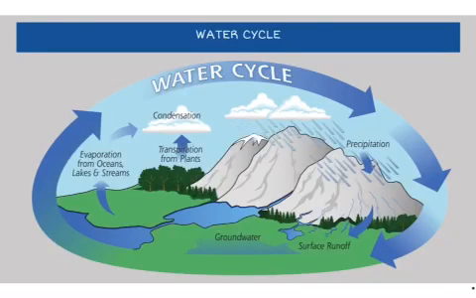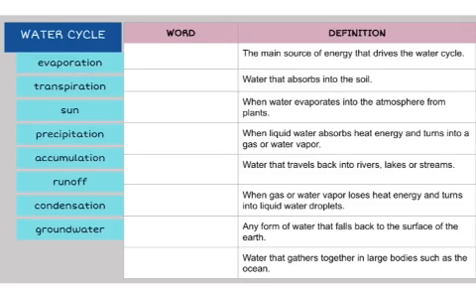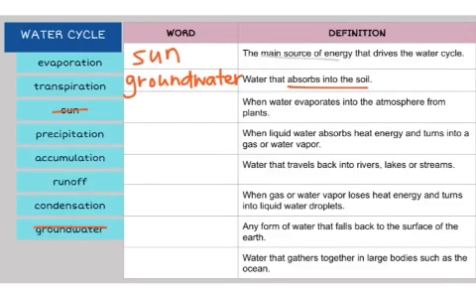Let's review energy starting with the water cycle. So the main source of energy that drives the water cycle is the sun. That's what starts the evaporation process. Water that absorbs into the soil is called groundwater. And that happens after precipitation.